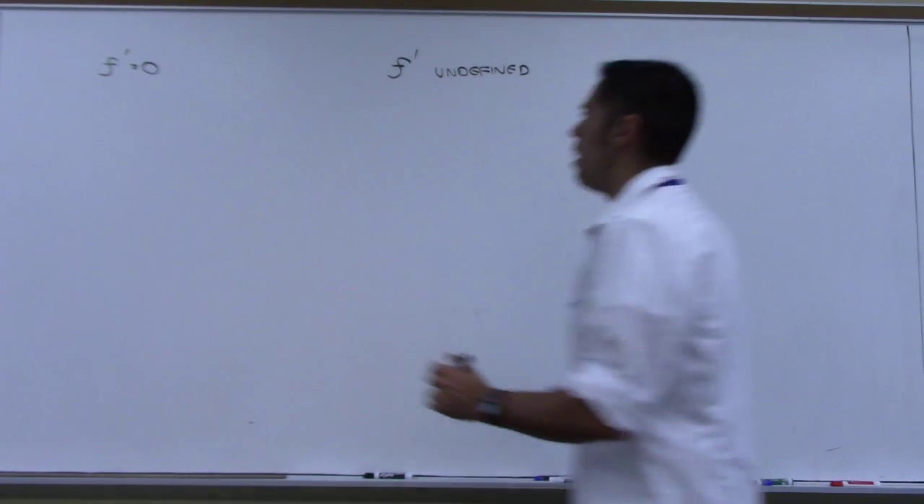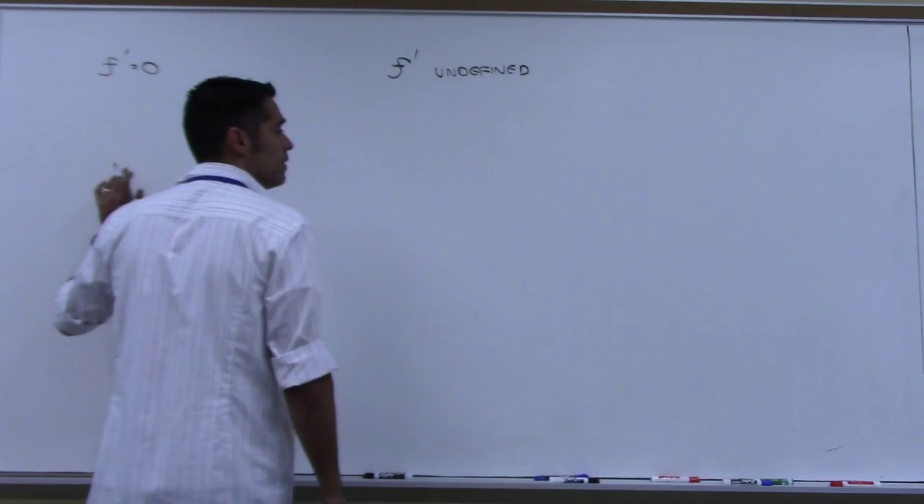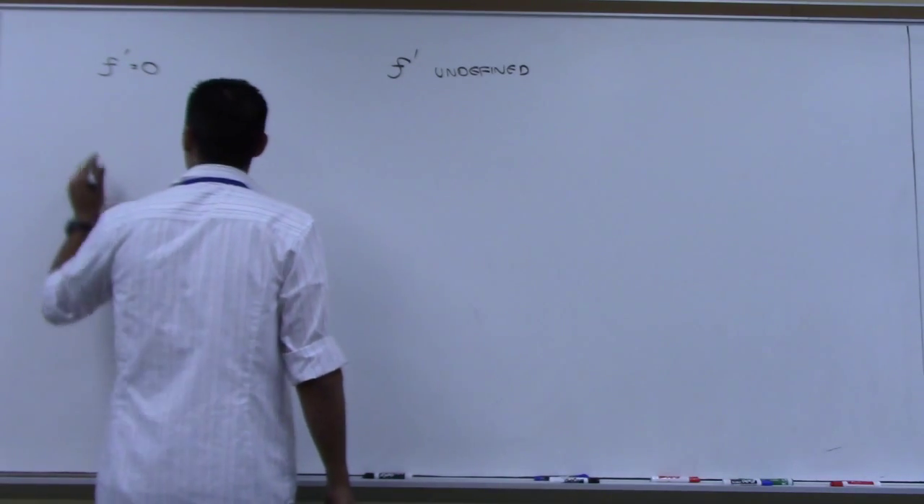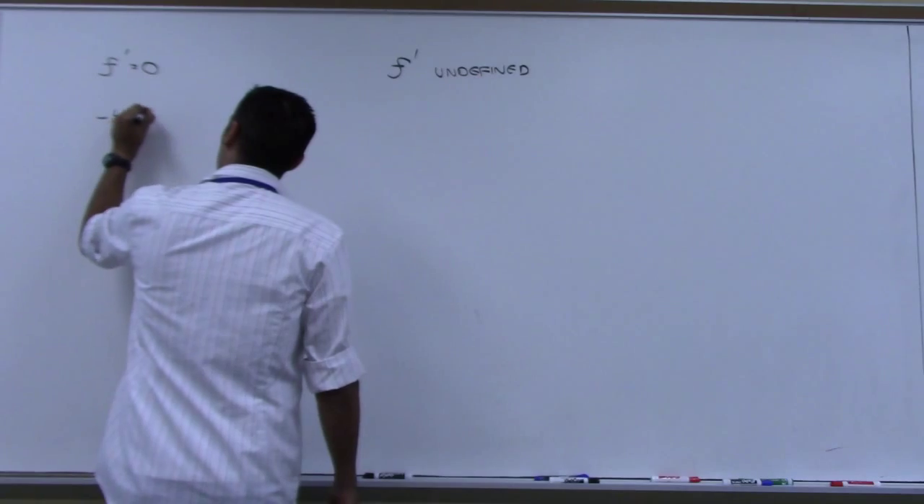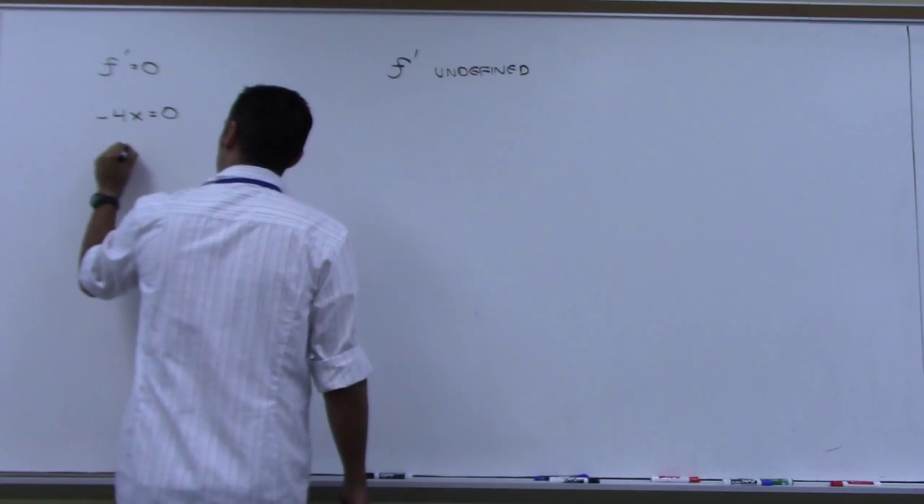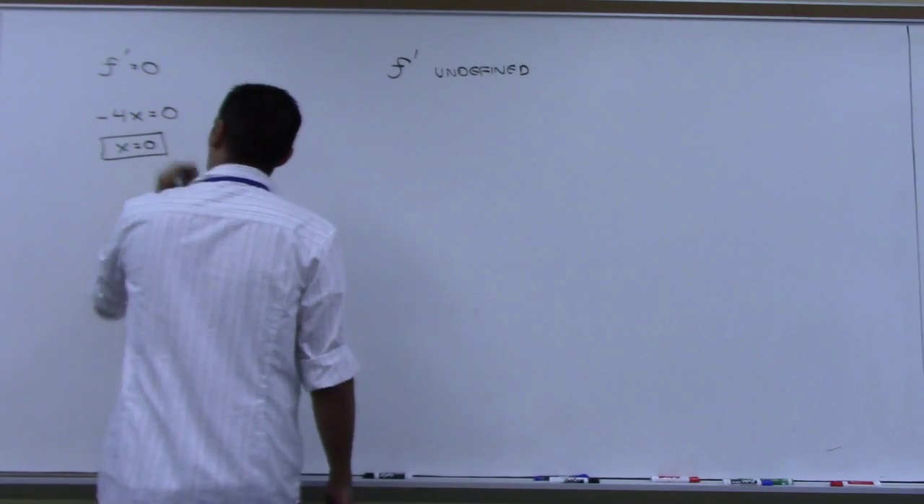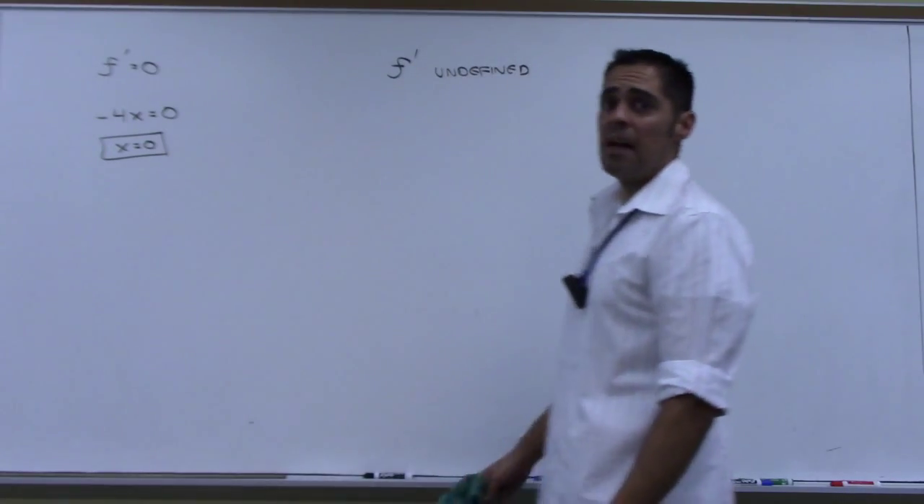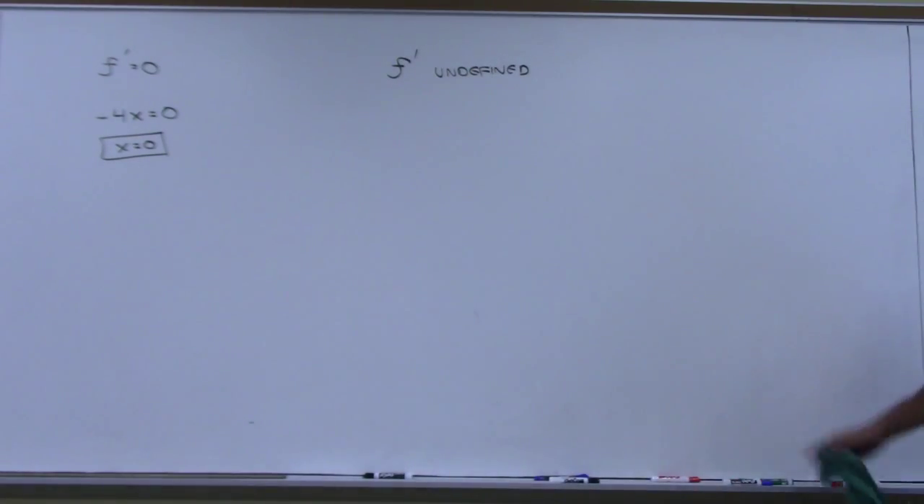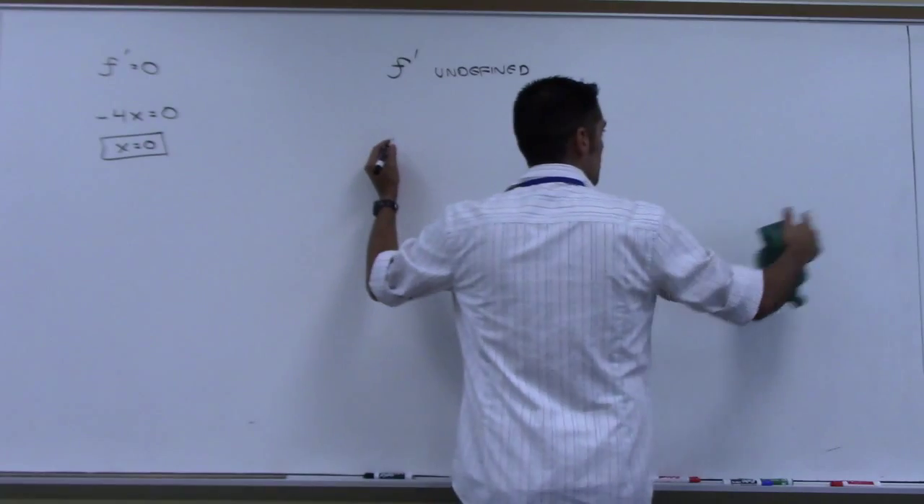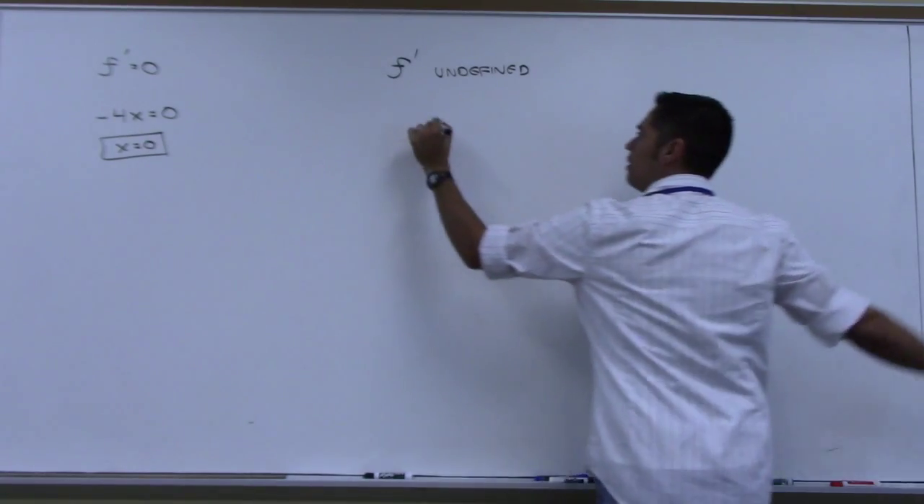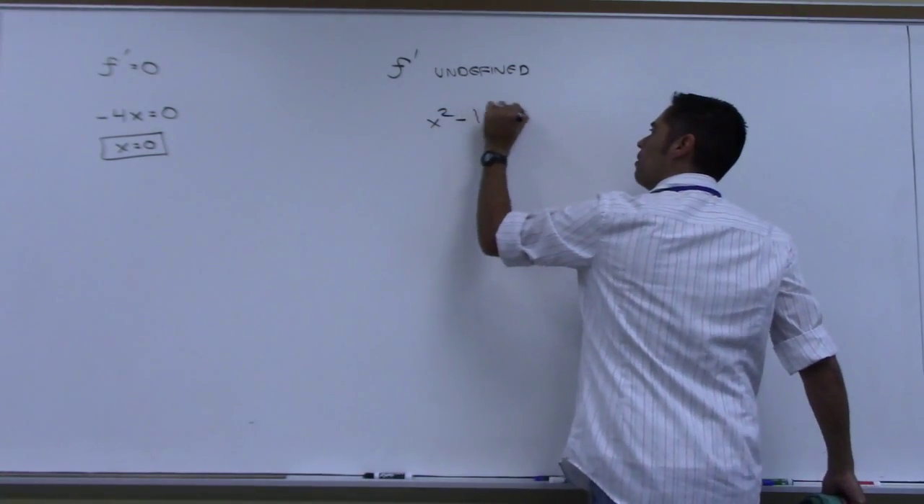So let's start with f prime being 0. What am I going to set equal to 0 for the derivative to be 0? Just the top. So negative 4x must equal 0, which means x is 0. Something interesting is happening there. Where is f prime undefined? Whenever the bottom is 0, right? When x squared minus 1 is 0.